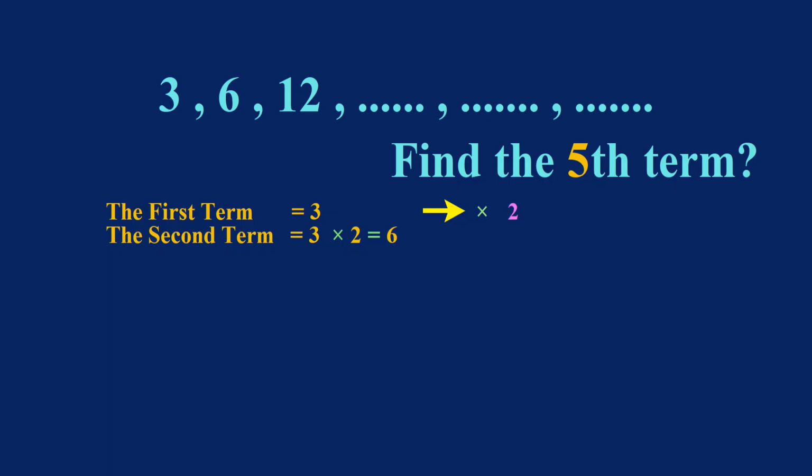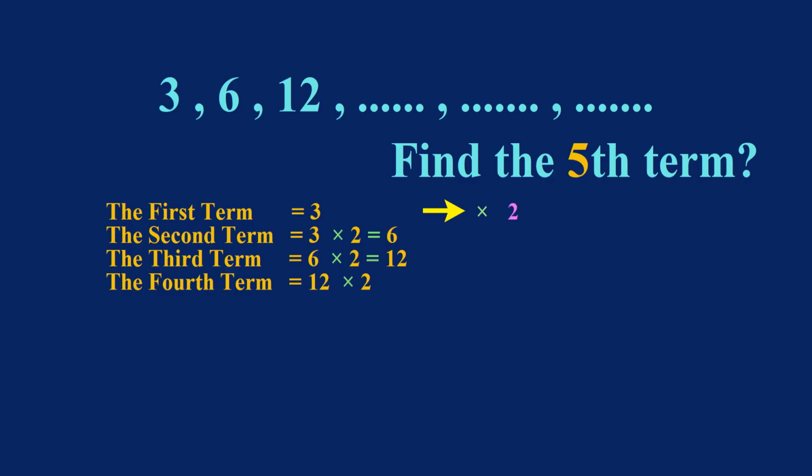And the third term is 6 times 2, which equals 12. And the fourth term is 12 times 2, which equals 24. And the fifth term equals 24 times 2, which equals 48.